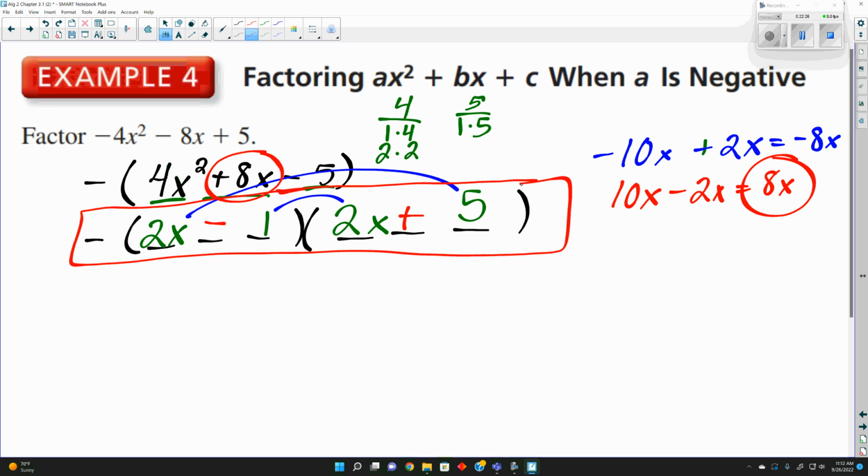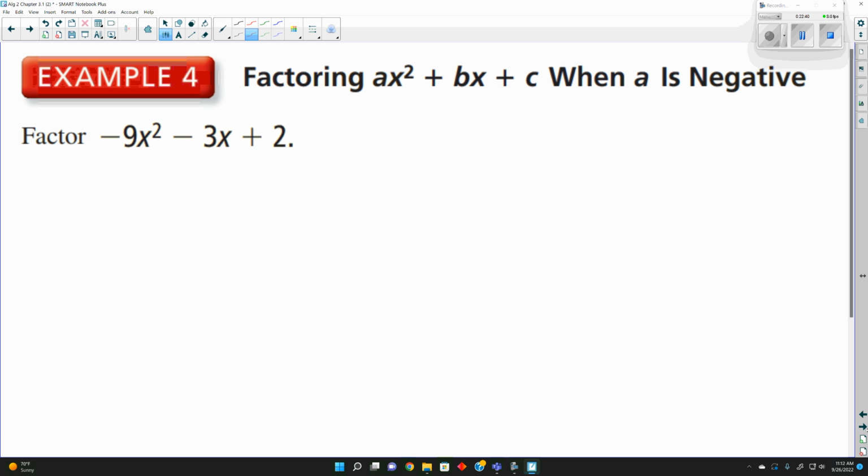Now, just like with the greatest common factor, we still need that negative out front. It is a part of the answer. Any questions on any of this here? Let's look at one more of these and then we will be finished with the notes today and I will give you the assignment.